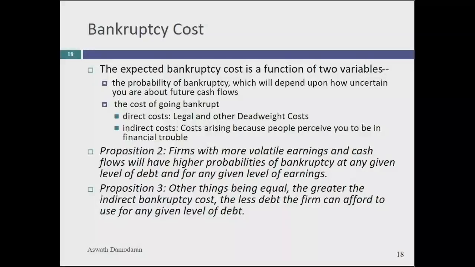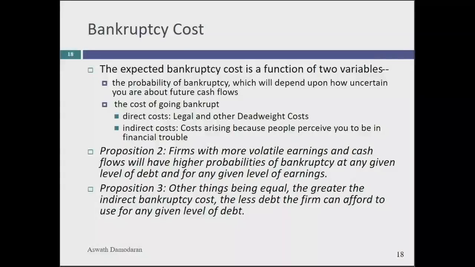The first is the probability of bankruptcy, which will always go up for every company as it borrows more money. That's a given. It'll go up more for some companies than others. Based on what?